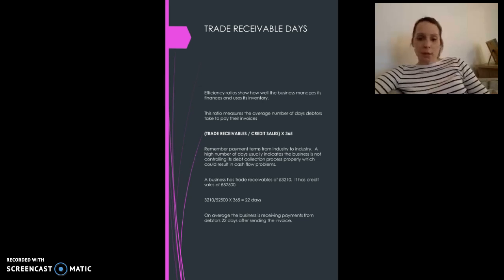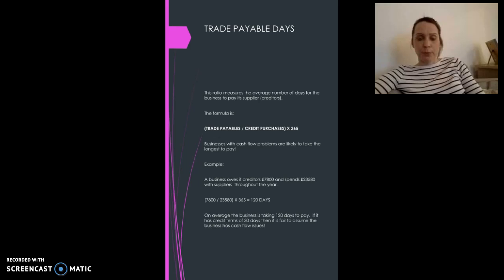So in this example, if your business has trade receivables of 3,210 and it has credit sales of 52,500, you divide one from the other and you multiply that by 365. And in this example, it's come out that actually your trade debtors, so people are paying you on average 22 days after they've received their invoice. Now, if we assume that the standard for an invoice would be 30 days, actually 22 days we know is quite efficient in this example.